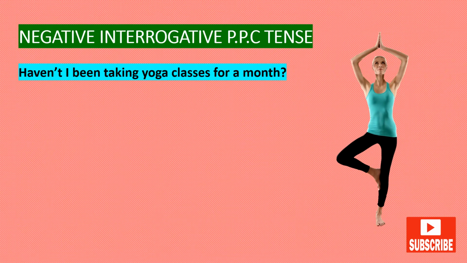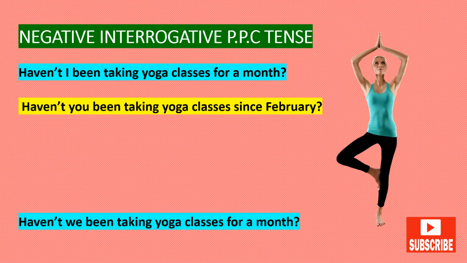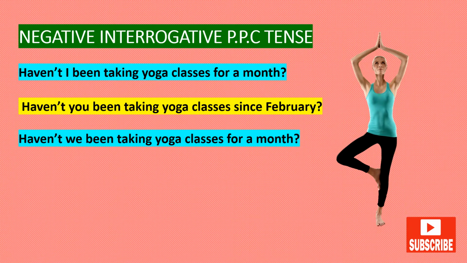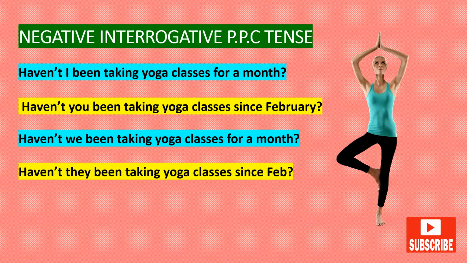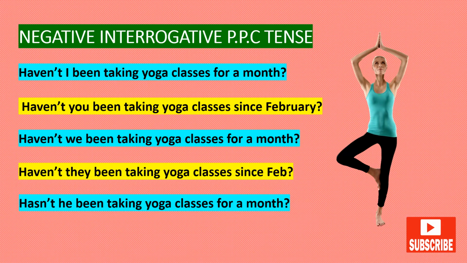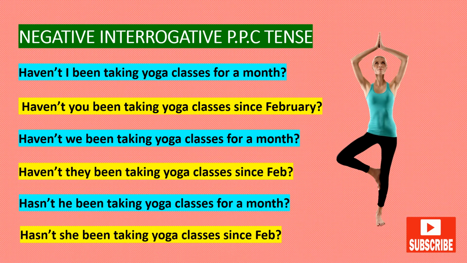Negative interrogative practice. Haven't I been taking yoga classes for a month? Haven't you been taking yoga classes since February? Haven't we been taking yoga classes for a month? Haven't they been taking yoga classes since February? Hasn't she been taking yoga classes for a month? Hasn't he been taking yoga classes since February?